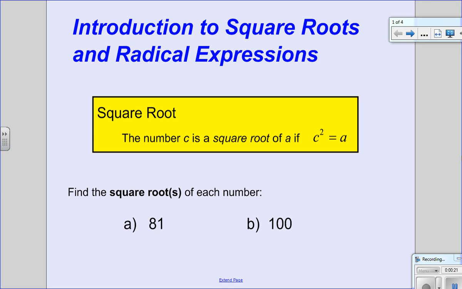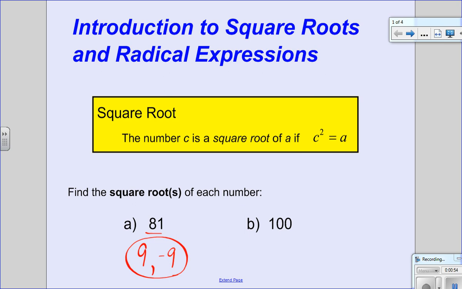Find the square roots of each number. So let's look at the number 81. What is the square root or the square roots of 81? Well, to understand this, we have to think what number multiplied by itself, what number squared gives us 81. And we know that that number is 9. So 9 is the square root of 81. But actually, there's another one, because negative 9, when it's squared, when it's multiplied by itself, also gives us the number positive 81. So there's actually two square roots for the number 81.